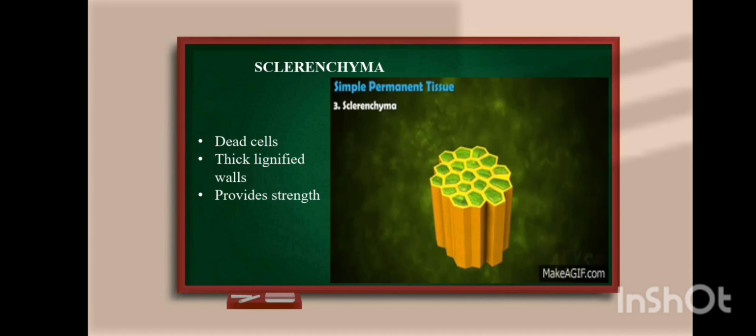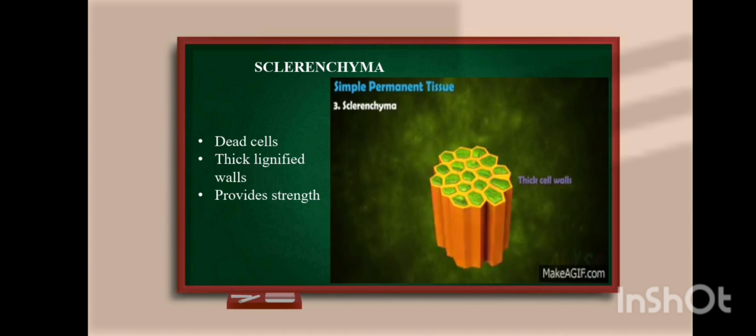And it provides strength and hardness to plant parts like coconut husk. You can see the coconut husk. It is hard as a covering, so it is thick. So it provides strength. The sclerenchyma is made up of dead cells with thick cell walls and it provides strength and hardness to plant parts like coconut husk.